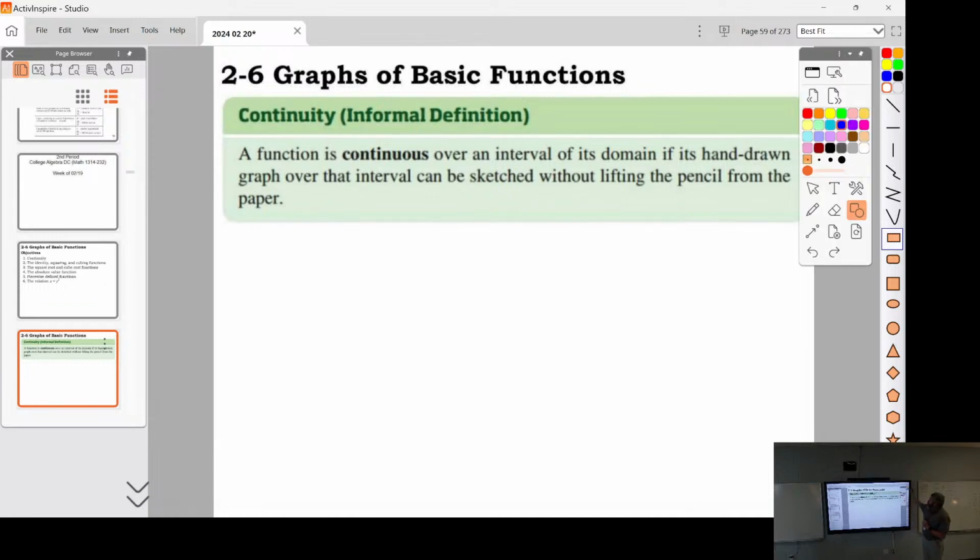Definition of continuous. A function is continuous over an interval if its domain, if it's hand-drawn, can be sketched without lifting the pencil from the paper. That's it. If I can draw the graph without picking up my pencil, that's continuous. A function can be broken and can be continuous on certain domains instead of the entire domain.